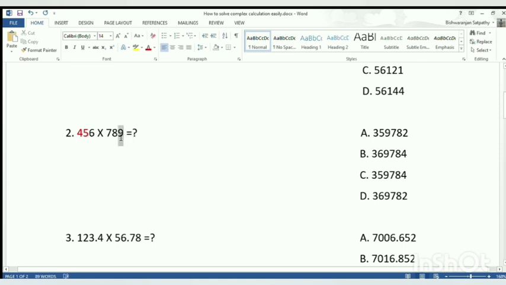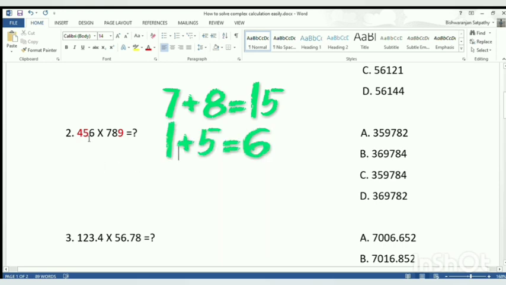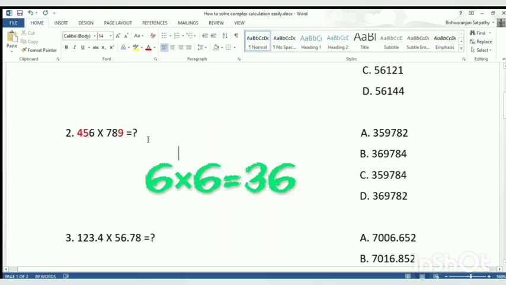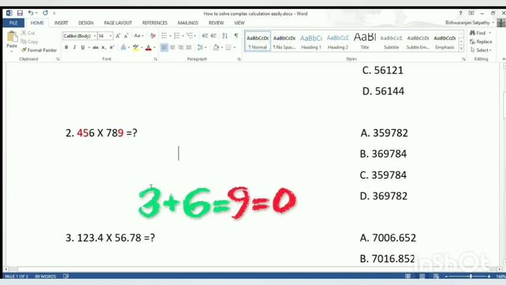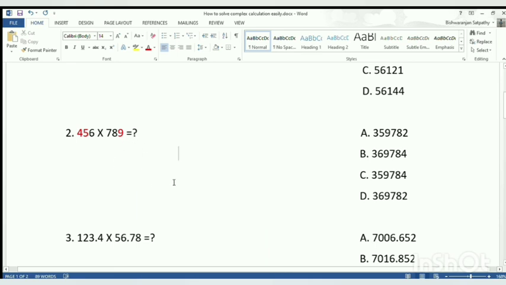Okay, we will eliminate this 9. So 7, 8 remain. 7 plus 8 is 15, and 1 plus 5 is 6. So 6 into 6 will be 36. Now we have to sum these two also. So 3 plus 6 will be 9. So we will eliminate that, and at the end we will get 0. Okay, so we have to choose that option in which our end sum will be 0.